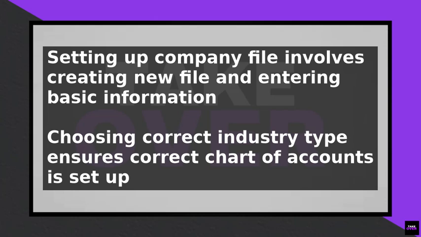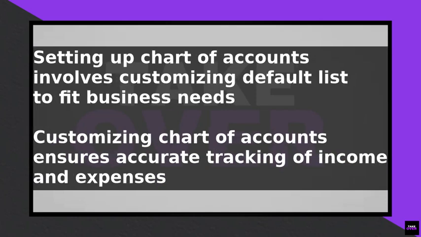Next, set up the chart of accounts, which is a list of all the accounts used to track income, expenses, assets, liabilities, and equity. QuickBooks provides a default chart of accounts based on the industry type selected during setup. Customize the chart of accounts as needed to fit your business needs.